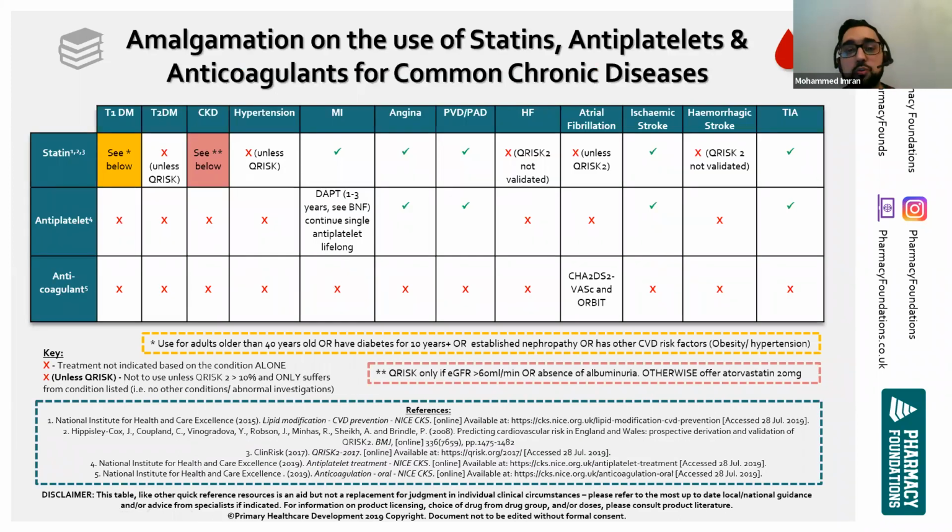So this is a really, really useful one, I would say, for revision. This is an amalgamation on the use of statins, antiplatelets, and anticoagulants for common chronic diseases. That question that I asked you before of when is an antiplatelet used, this diagram basically answers it for you. We've got MIs, angina, peripheral artery disease or peripheral vascular disease, ischemic stroke, or TIA. And we've discussed previously which antiplatelet is selected for each of these scenarios.